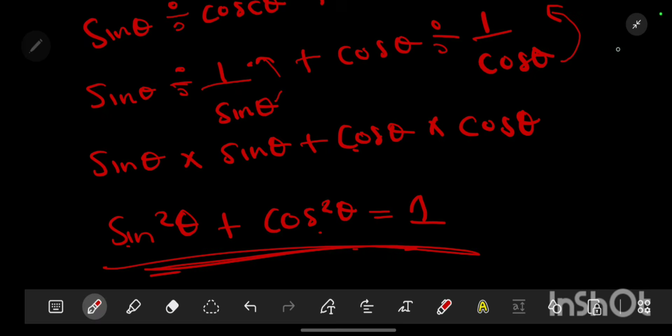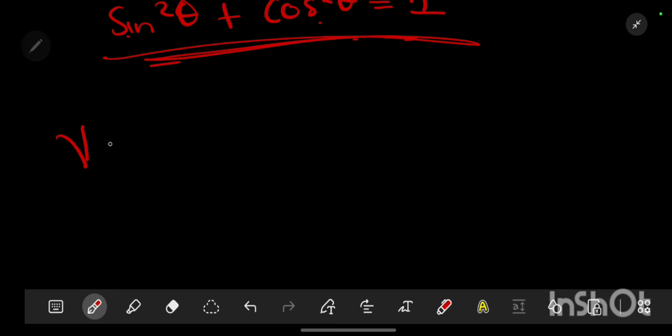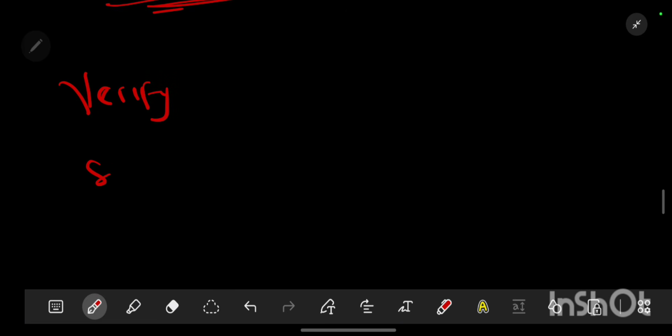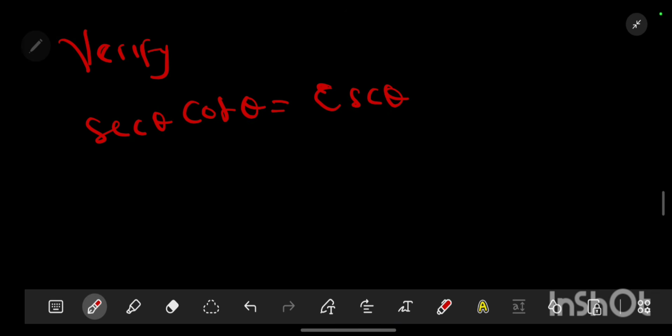Let's look at our next question. Let's say we are told to verify the identity: sec theta cot theta is equal to cosec theta. Now remember, under identities, you are going to be picking the most complex side. In this case, the one that you can choose easily is the one where you have a lot of things. So we are going to choose this side.